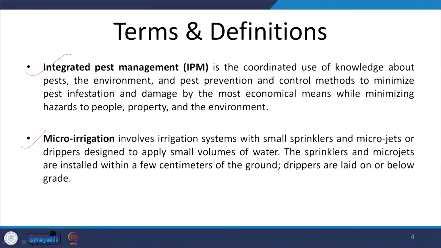Next we have integrated pest management. It is the coordinated use of knowledge about pests and the environment, pest prevention and the control methods which are going to be used. The basic aim is to reduce the environmental effects and also the economic costs. The next is micro irrigation, which involves systems like drip irrigation, sprinklers, and micro jets, all of that together. So, that is called micro irrigation for a given site.